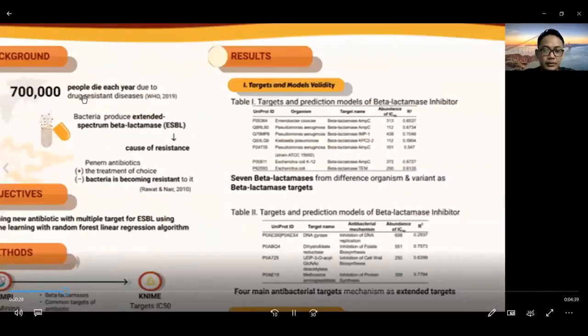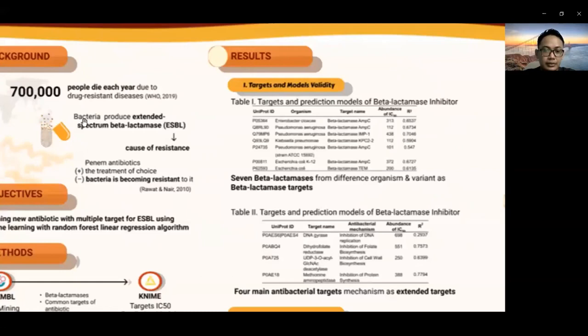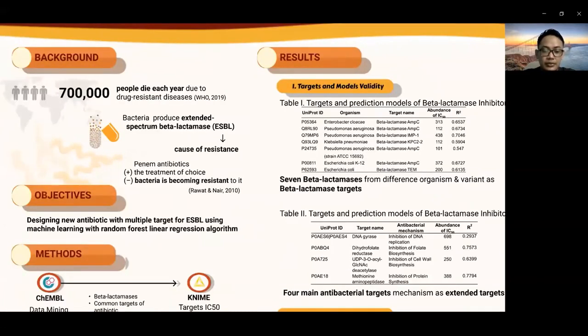First, about the background of our study. At least 700,000 people die each year due to drug-resistant disease. One of the causes of resistance is the expression of extended spectrum beta lactamase, or ESBL, in bacteria. Carbapenem antibiotics are the treatment of choice for infections caused by ESBL-producing organisms. Unfortunately, bacteria have recently become resistant to this antibiotic. That's why we are trying to design a new antibiotic with multiple targets for ESBL. We use a bioinformatic approach that focuses on machine learning with random forest linear regression.